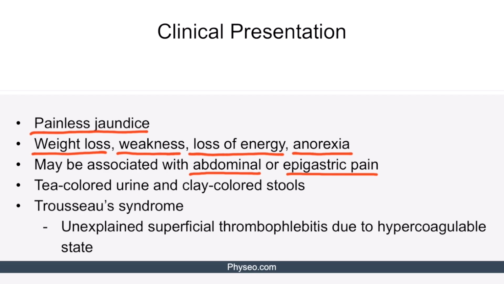Patients may also experience tea-colored dark urine and clay-colored stools due to the obstructive jaundice from a tumor. While rare, patients may also experience Trousseau syndrome. This is an unexplained superficial thrombophlebitis that occurs secondary to a hypercoagulable state with pancreatic cancer.